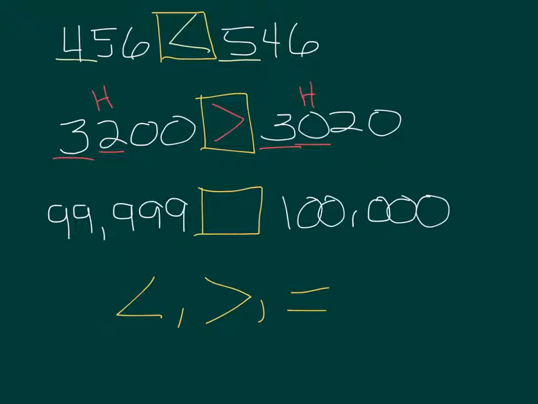And on the third one, we have 99,999 versus 100,000, and of course 100,000 is greater, and we know that because there are 6 digits in 100,000. We only have 5 digits in 99,999, meaning the first digit in 100,000 is worth 100,000. And the first digit over here is only worth 10,000.